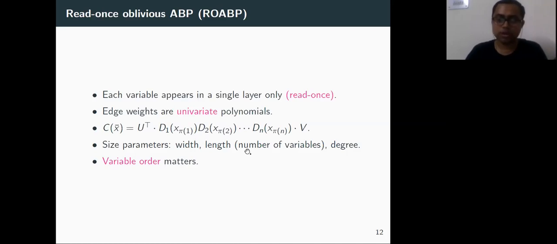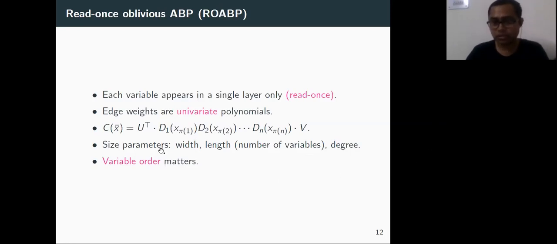So variable order actually is an important parameter for ROABP. We will see why. So here the size is given by 3 parameters. One is width, one is length. Here in this, length will be just the number of variables actually. Each variable is read once.